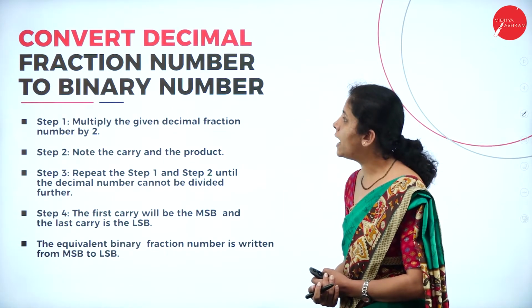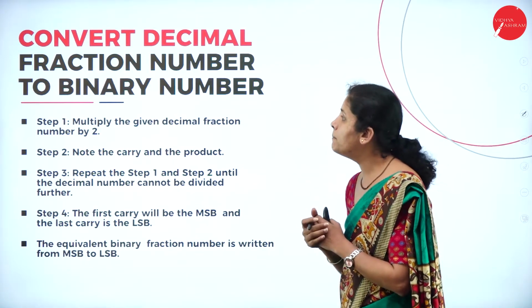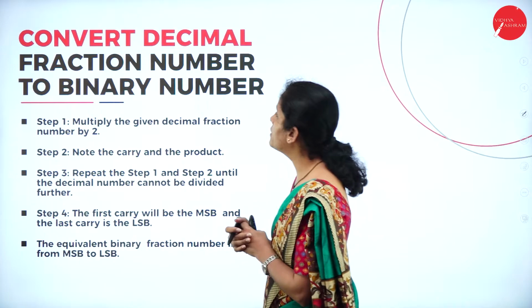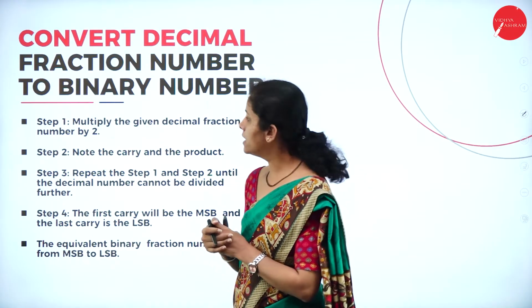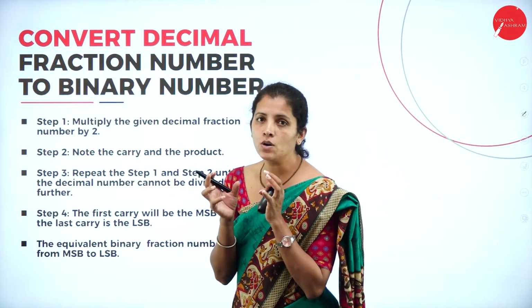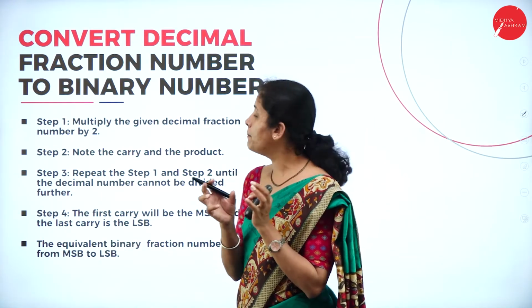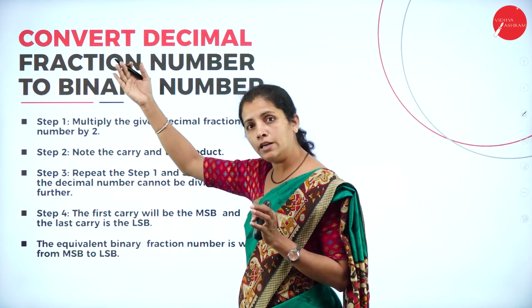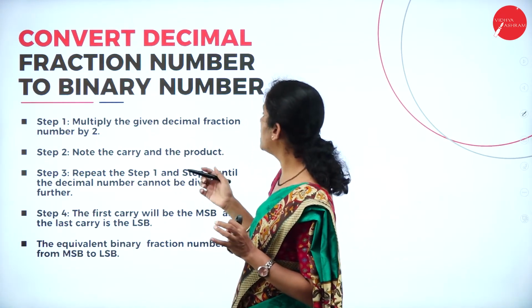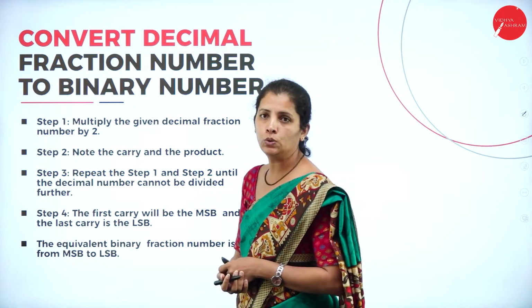Now I'm going to have fractional number to binary number, that is decimal fraction number to binary number. If I get any fractional values in my decimal number, to convert that into binary, what do I want to do? I want to multiply that number by 2.